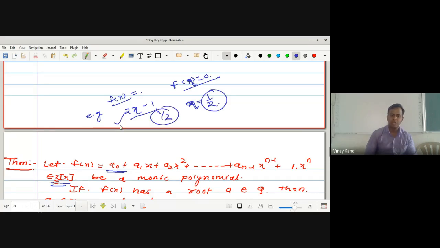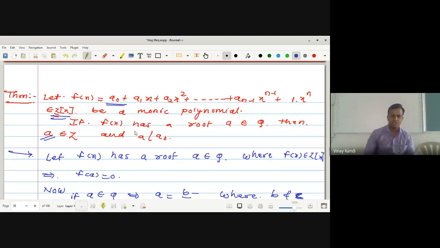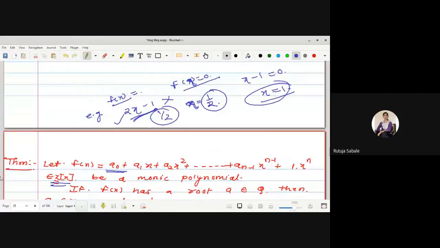पण हा पॉलिनॉमियल आहे का मोनिक? मोनिक पॉलिनॉमियल आहे का? नाही. ओके, जर मोनिक पॉलिनॉमियल घेतला तर काय येईल मग? x is equal to 1. मग तो हा रूट कशामध्ये जातोय तेव्हा? Z मध्ये जातो. ओके, any doubt? No, sir.